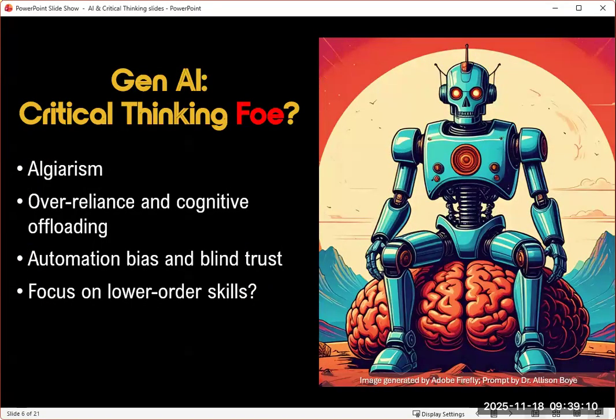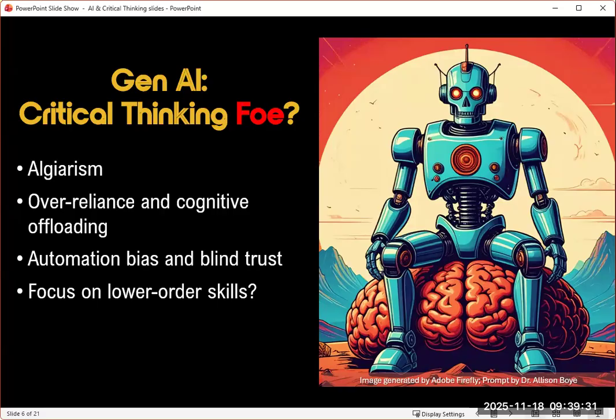So first, what does the research tell us so far about AI's impact on critical thinking? So we're going to start here, obviously, with some of the maybe less exciting news. What kind of risks does AI pose to critical thinking skills? Here's what research is starting to tell us.